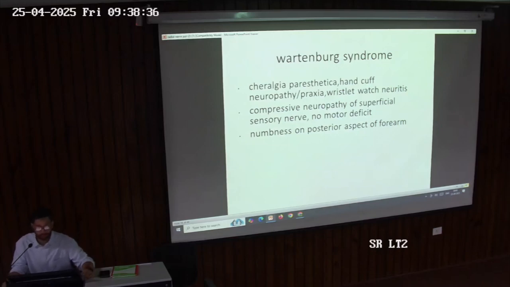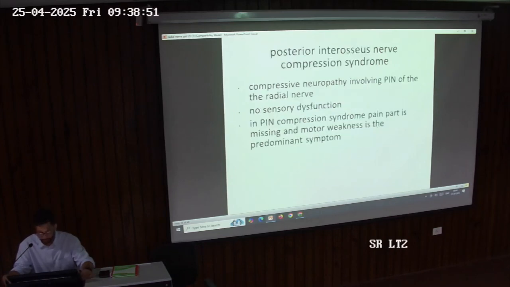Wartenberg syndrome, also known as cheiralgia paresthetica, also known as handcuff neuropathy. It is the compressive neuropathy of the superficial sensory nerve. There will be no motor deficit here, and numbness will be present over the posterior aspect of the forearm. Here the posterior interosseous nerve is the extension of the radial nerve as it comes into the forearm. There will be no sensory dysfunction, and in PIN compression syndrome, the pain part is missing, while motor weakness is the predominant feature.